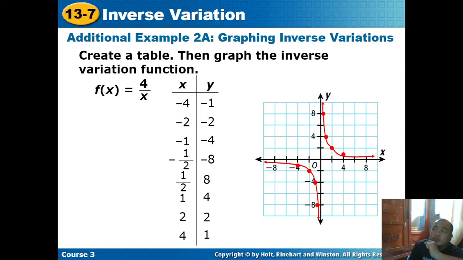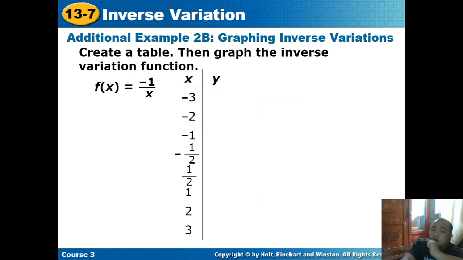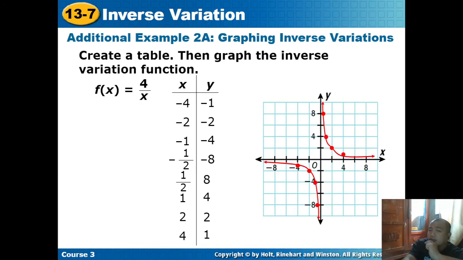So in direct variation, the graph is a straight line that passes through the origin. But in inverse variation, the graph is two smooth curves. It's represented by two smooth curves here.